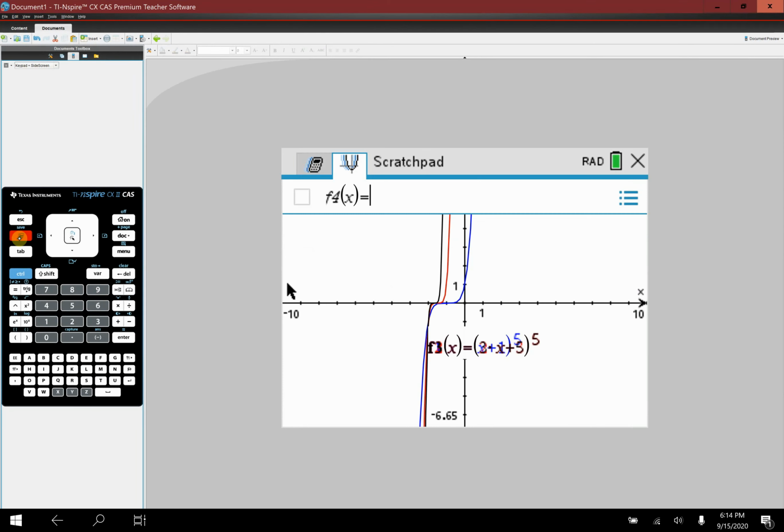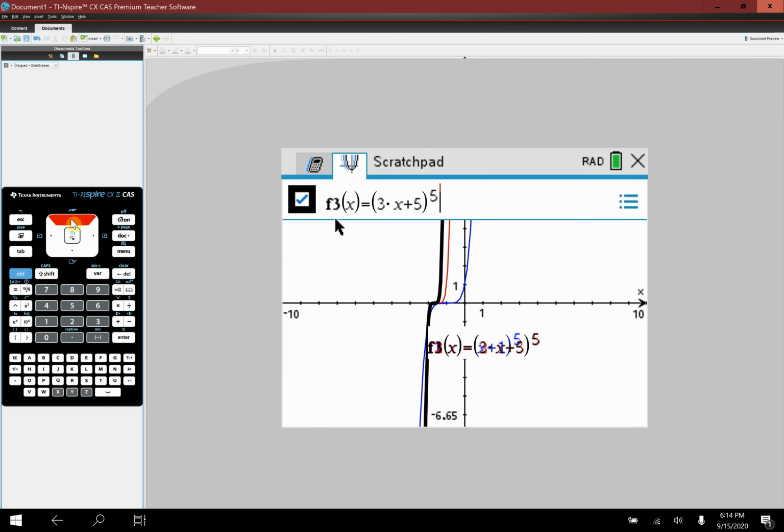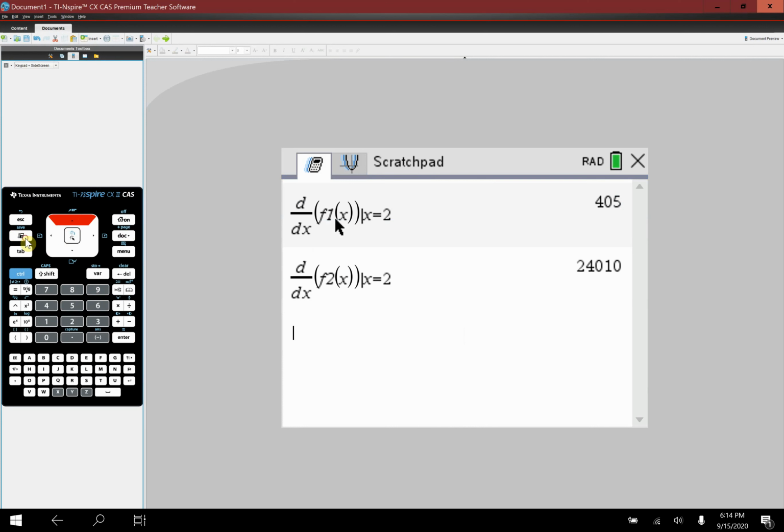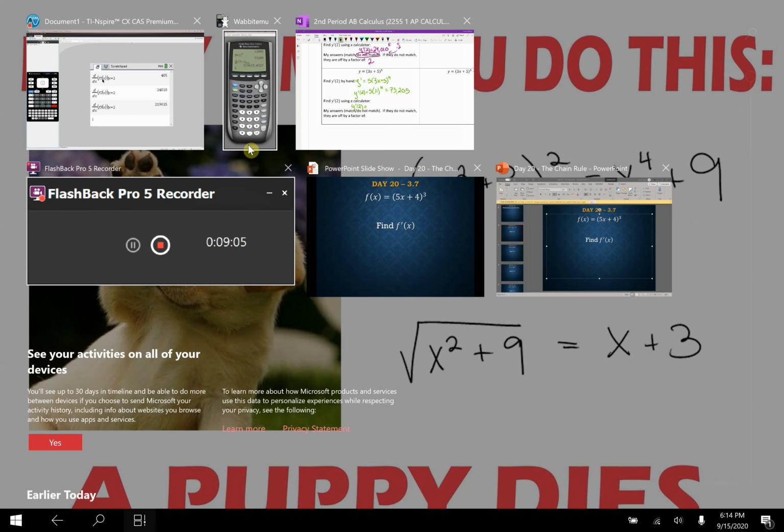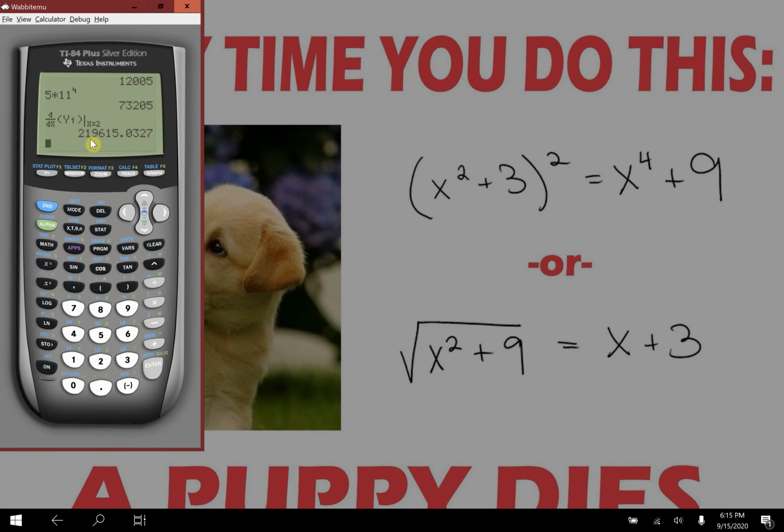Let's take a look. So if I change this, you'll notice that I have this set up in f3 of x. So I want to go back to my other screen. I'm going to copy this down. We're going to take this f3 of x right here and come up with 219,615. And notice that this one was 219,615. Oh, it is the same. This is just the 84 doing strange things.